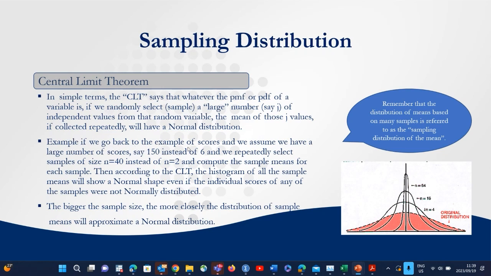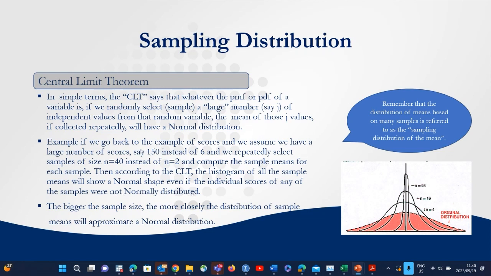So if we go back to the example of the scores, we assume we have a large number, 150 instead of 6. Now we select 40 and compute the sample mean. Then according to the central limit theorem, the histogram of the sample means, remember, we select 40 scores, compute the mean, select another 40, compute another mean, and so on, will show a normal shape, even though the original scores might not have been normally distributed.